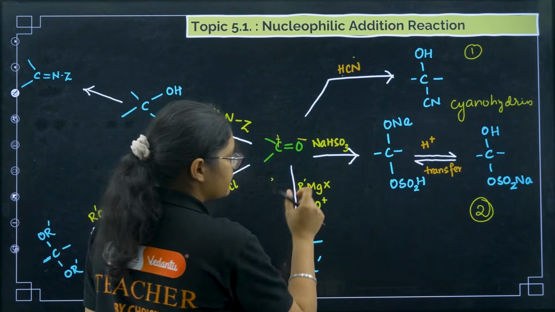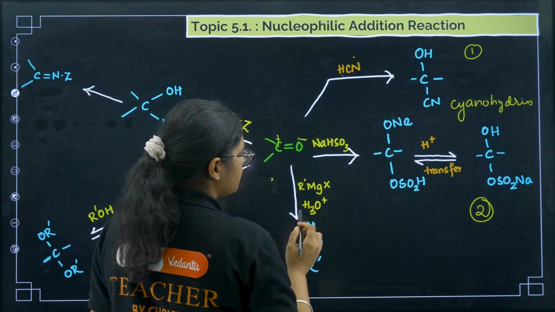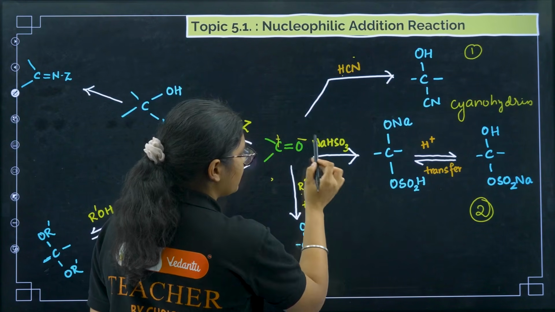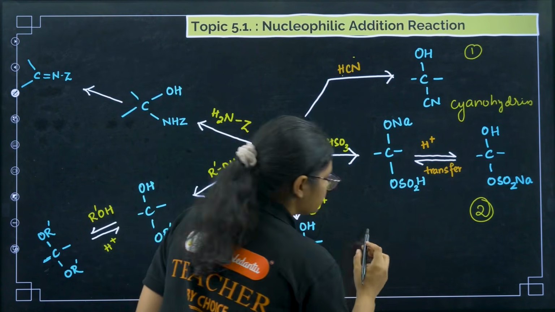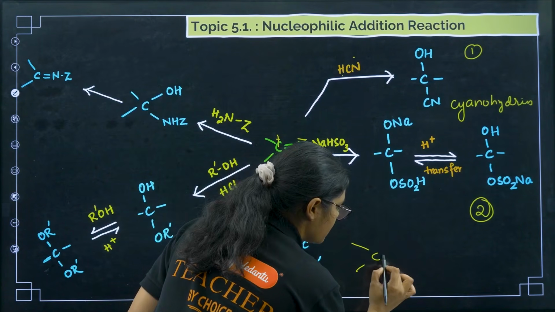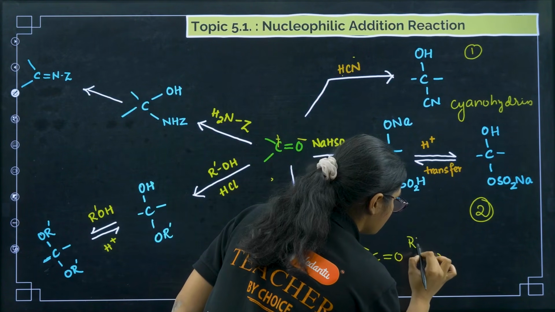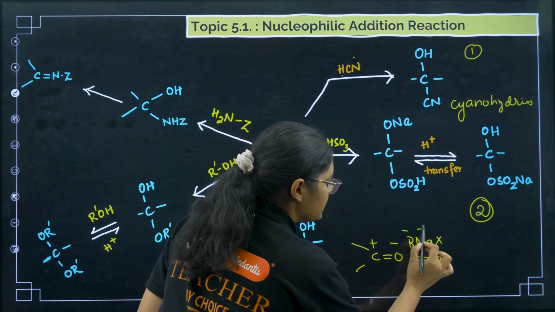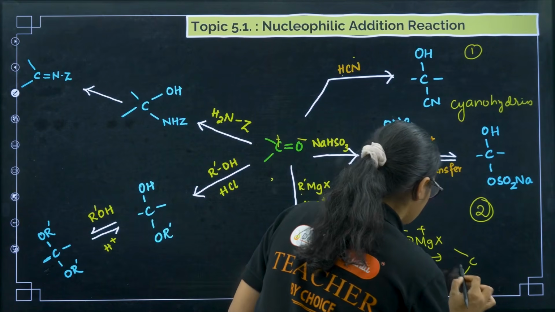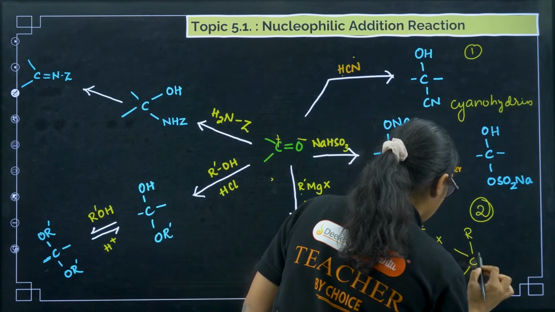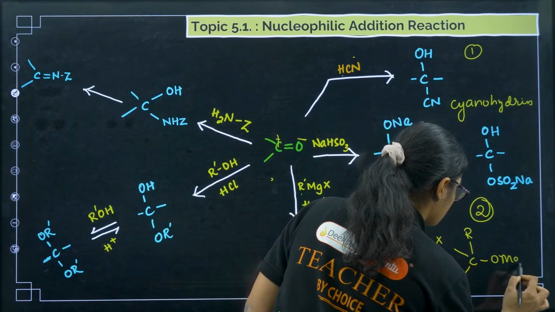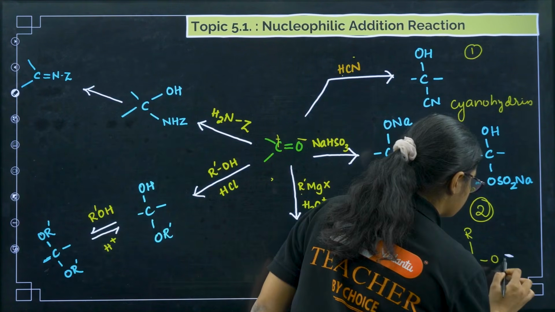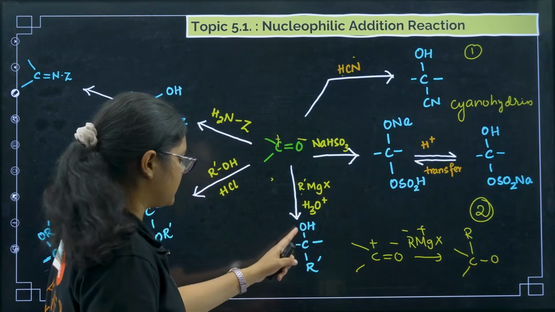The third one is addition of Grignard reagent. This is also very simple. O minus will take Mg plus, and C will take R, then you do hydrolysis, and OMgX will get converted to OH. Let me explain like this. You are taking RMgX. Here minus, here plus, here minus, here plus. If I just do crisscross, C will take R and O will take MgX. Now you have to do hydrolysis after that. Once you do hydrolysis, this OMgX will get converted to OH. So that is what you will get.